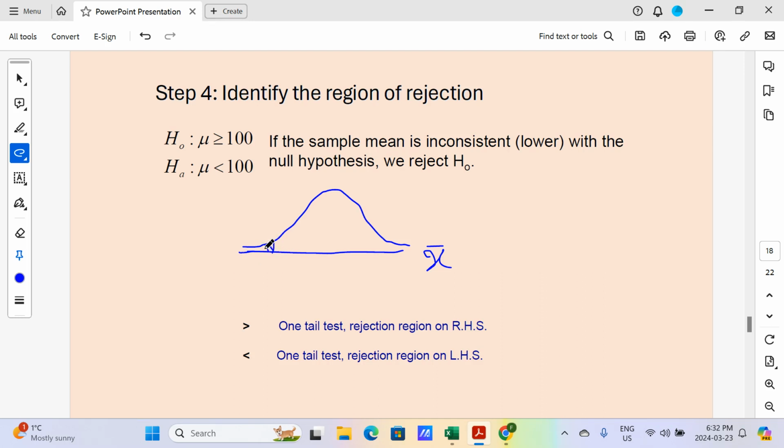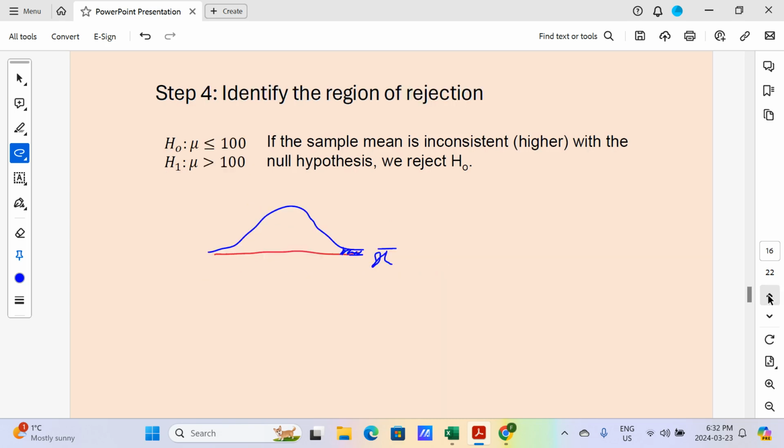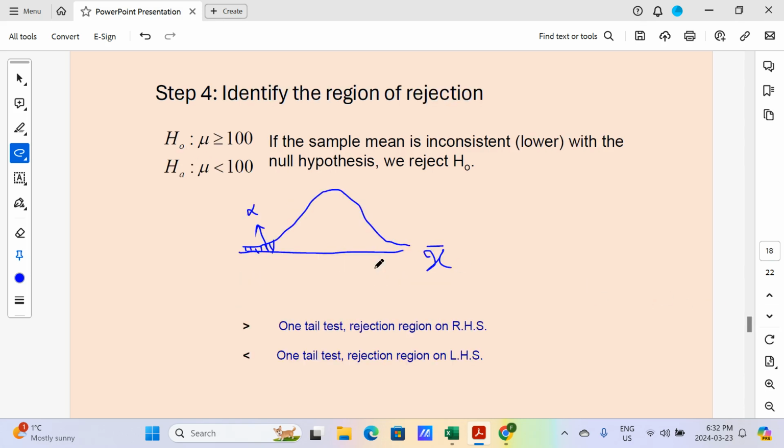So the rejection region in this case would be on the left side, and alpha would be the area of the tail on the left side. Look at here, in this question, alpha level of significance would be the probability or area of the right tail. The tail is on the right side, and alpha is the area of this tail. When the tail is on the left side, alpha level of significance is the area on the left tail, lower tail test.